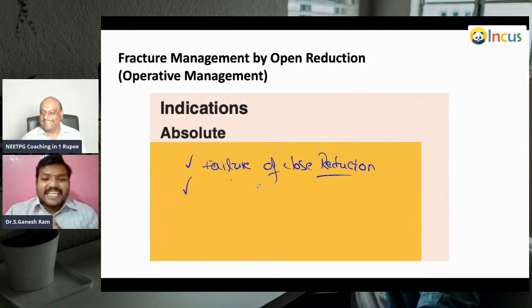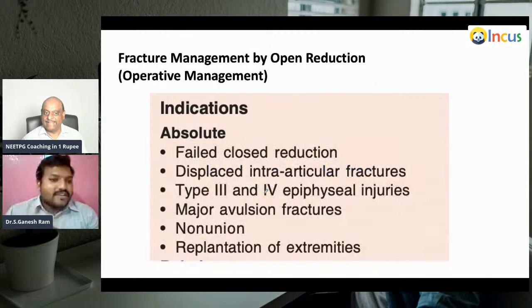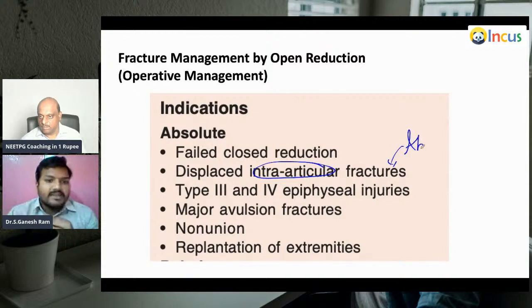The next would be joint fractures, that is intra-articular fractures, especially if they are very much displaced. We cannot reduce the fragments by closed means, because intra-articular fractures need an absolute reduction. There should be no step, not even 1 mm; 2 mm is not acceptable. So in those cases, it is compulsory to open and reduce the fractures.